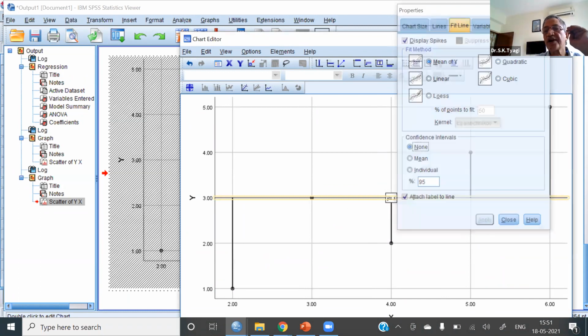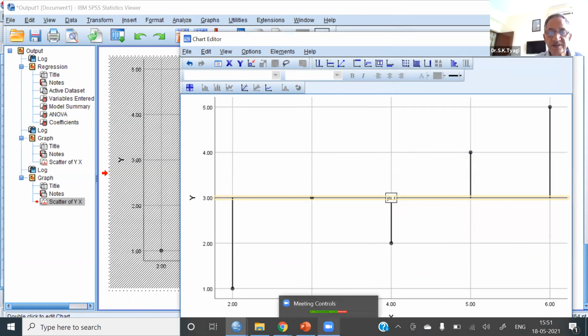So this is the graph for SS total. SS total is y minus y bar. This is the value of y and this is the value of y mean. Y mean is 3. Now y is 3, y is 2, y mean is 3. Here y is 1, y mean is 3. Y is 4, y mean is 3. Y is 5 and y mean is 3. The squares of these distances are added, and when you add them up, it is the sum of squares total.